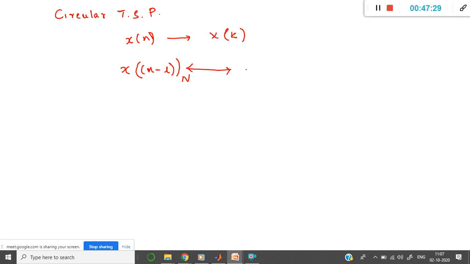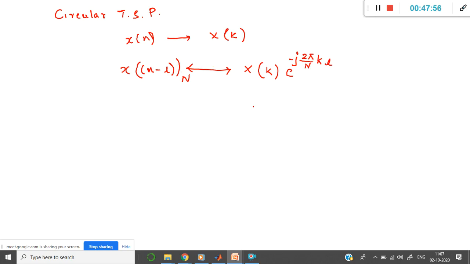Its DFT will be X of k, the same X of k will be there. It is just going to be multiplied with e to the power of minus j 2 pi by N k l, that is k times the shifted value l. So this is what the time shift property talks about.